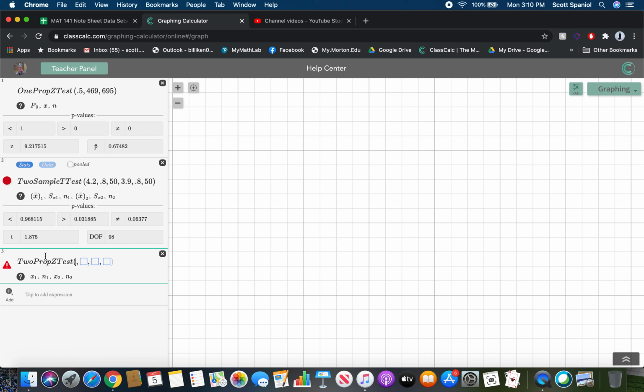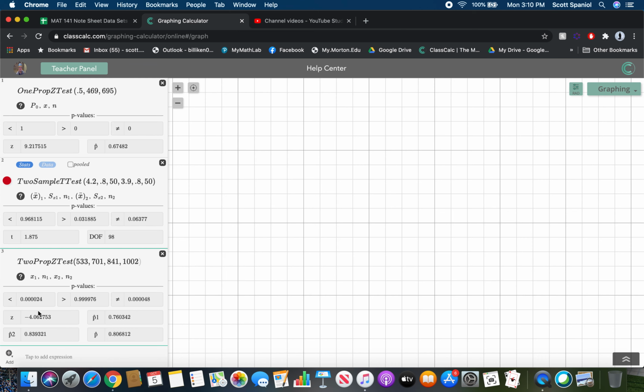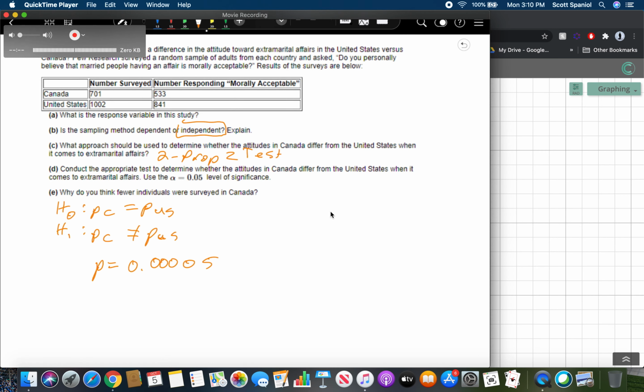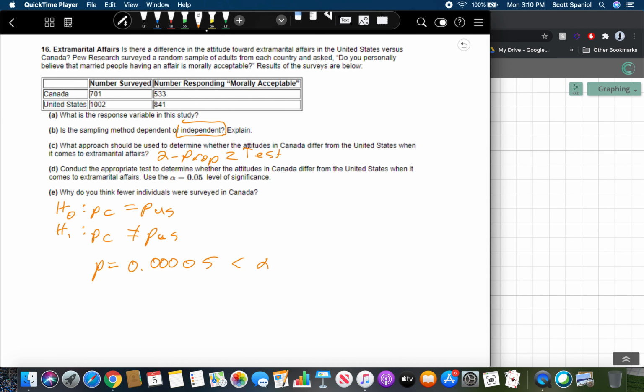And we can put in our data. So for group 1 Canada, we had 533 saying it was morally acceptable out of 701. And for the United States, we had 841 out of 1,002. And so for not equal to, we get a p-value of 0.00005 for not equal to. So that is less than alpha. So we can reject H naught, and we can say there is a difference in the attitudes in Canada and the United States when it comes to extramarital affairs.